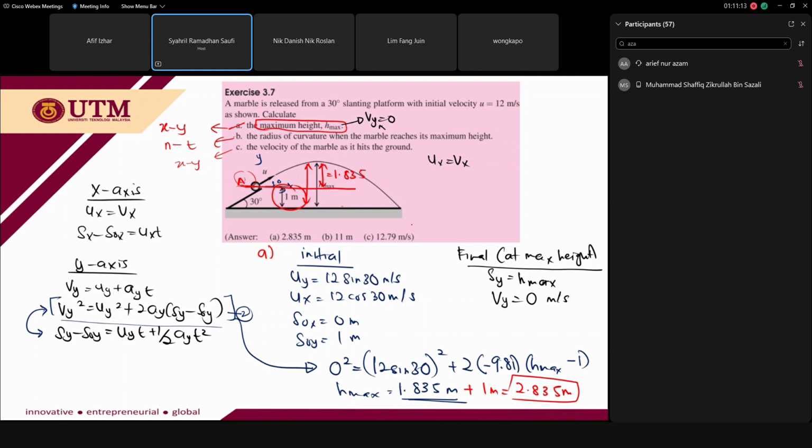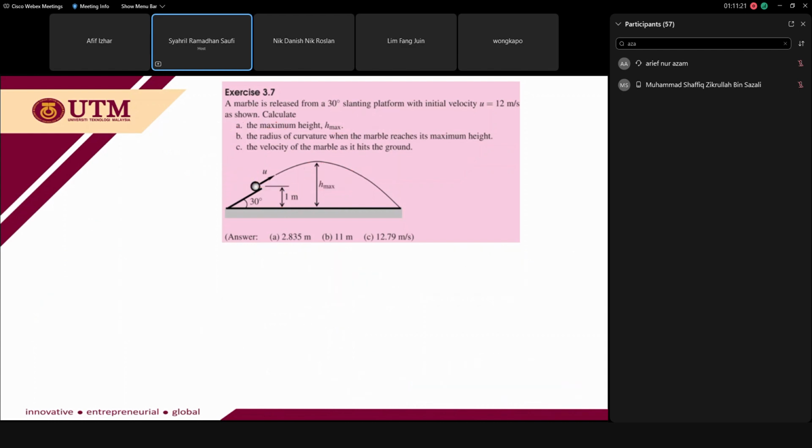Alright, so then you need to determine the radius of curvature when the marble reaches its maximum height. That means the position of the marble is here now, at the maximum height. So you need to determine the radius of curvature. Since the velocity or the motion of this marble is like this, T is tangent to the curve, following the direction of motion. Then at 90 degrees to the tangent is your normal, your normal axis. So you have N and T.